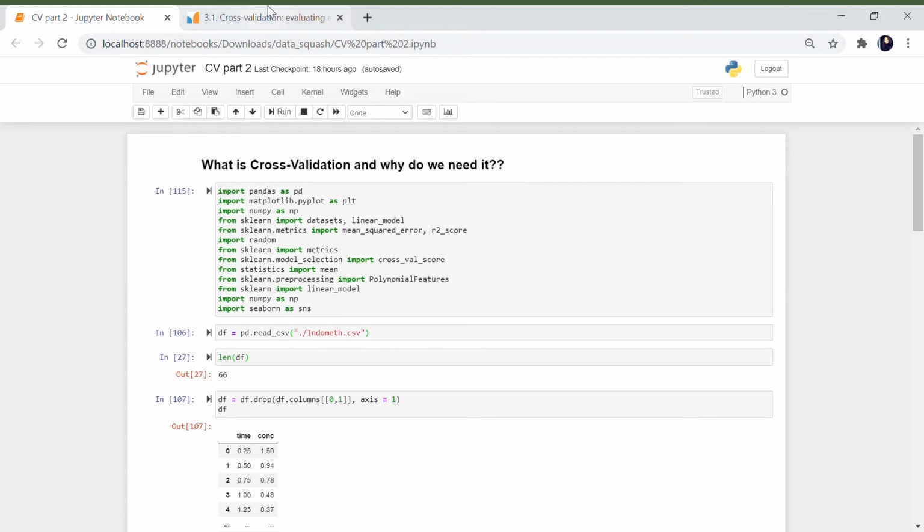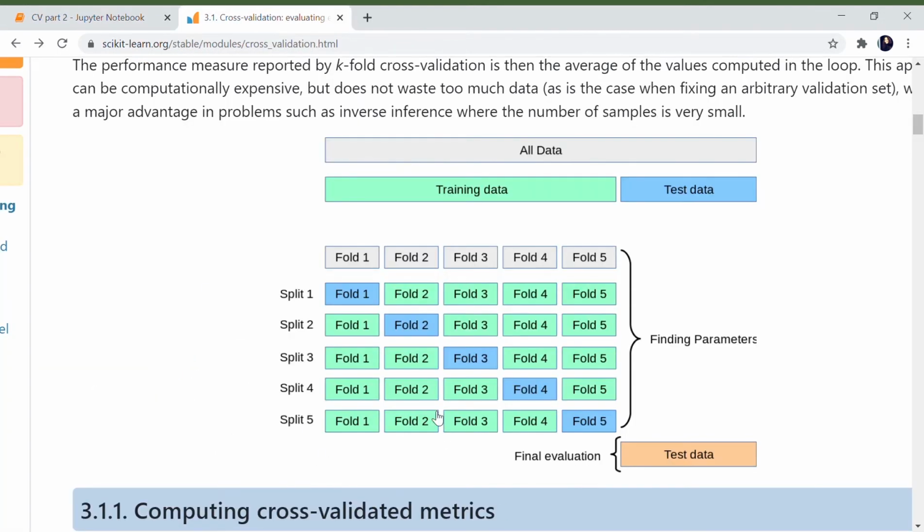So I took this picture. I'm on the scikit-learn website, and this is the part where they explain cross-validation, so I'm just going to explain on that picture here. This is just the diagram so you can understand. When it's gray, this is all the data, and anything in green is going to be the training data, and anything in blue is going to be the test data.